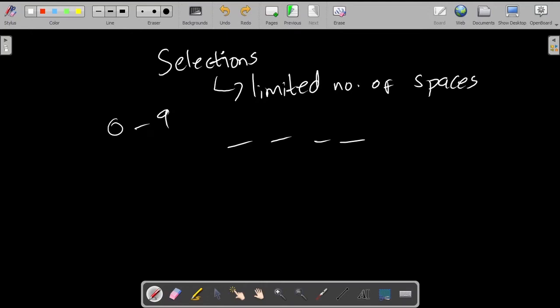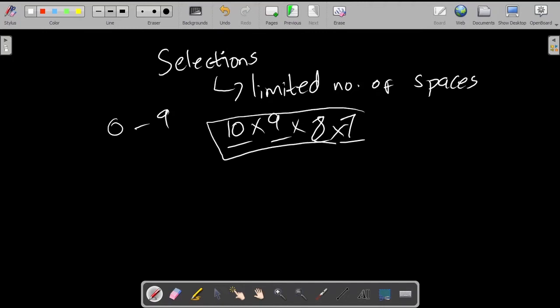Now, if no repetitions are allowed, then you basically have 10 options over there. After picking one, you have one less option. Picking another, you have one less option again, and so on. So this can be computed in this way. That would be the total number of arrangements that you can make with no repetitions.